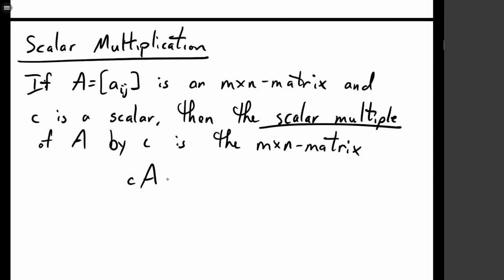And just like with vectors, if we take a vector and we multiply it by a scalar, it multiplies every entry of the vector. So when we're talking about a matrix, we multiply a matrix by a scalar, it's going to multiply every entry of that matrix by said scalar.